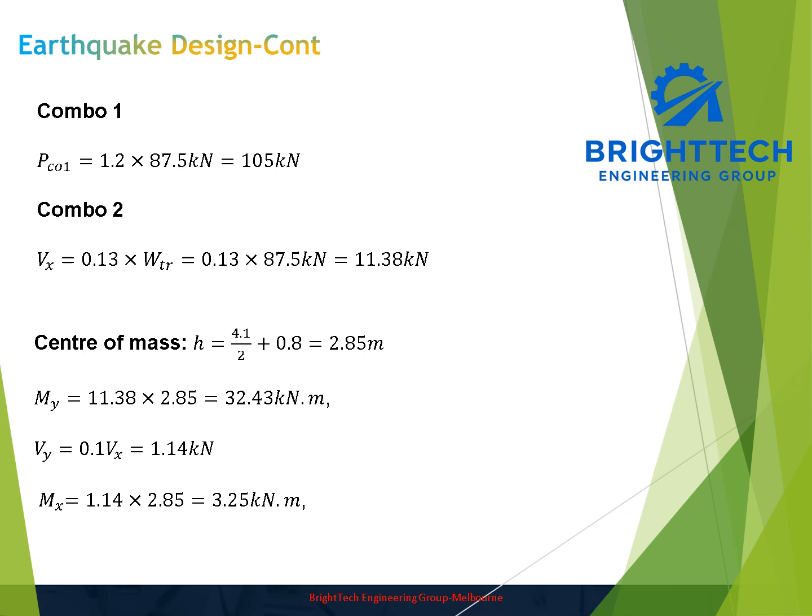While for the base shear in the opposite direction, as per standard, we consider 10% of the force applied in the main direction or primary direction. This is the secondary direction. So the amount of the load is 1.14 kilonewton, and the resulting moment is 1.14 multiplied by 2.85, which results in 3.25 kilonewton meter.